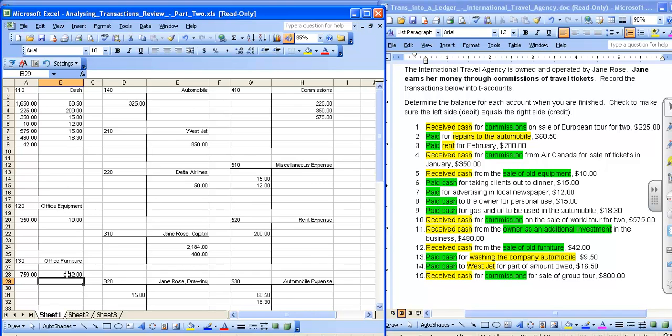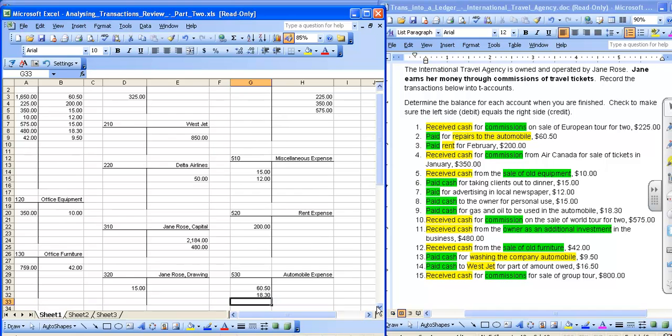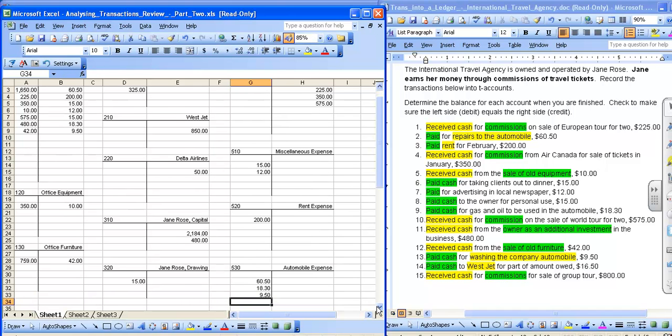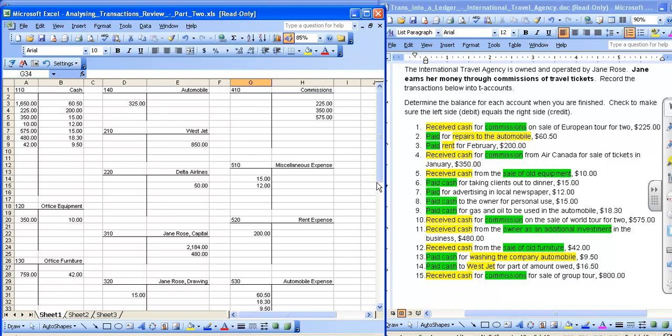Transaction number 13. Paid cash for washing the company automobile. So we paid cash, $9.50. And we paid it for washing that automobile. So we're going to put $9.50 on the right hand side, or the left hand side, sorry, or the debit side of automobile expense.